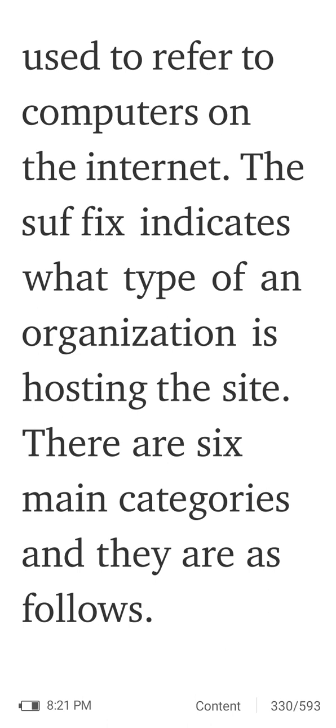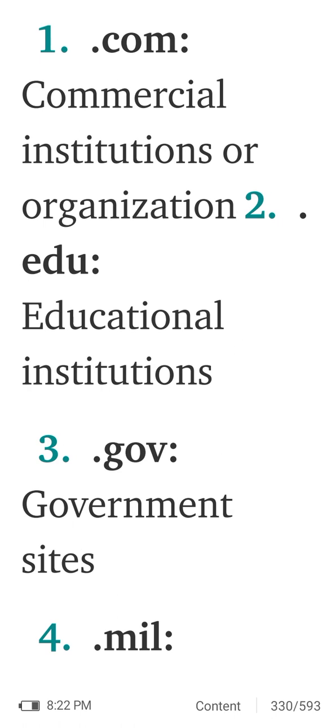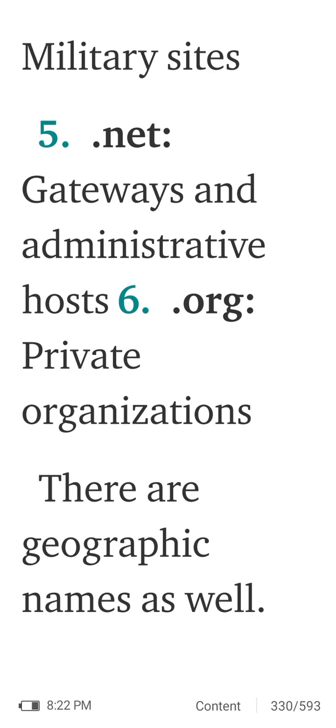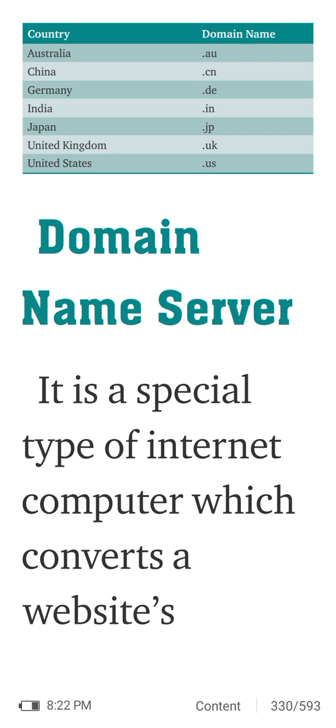The suffixes indicate what type of an organization is hosting the site. There are 6 main categories and they are as follows. .com: commercial institutions or organizations. .edu: educational institutions. .gov: government sites. .mil: military sites. .net: gateways and administrative hosts. .org: private organizations. There are geographic names as well: AU, Australia; CN, China; DE, Germany; IN, India; JP, Japan; UK, United Kingdom; US, United States.